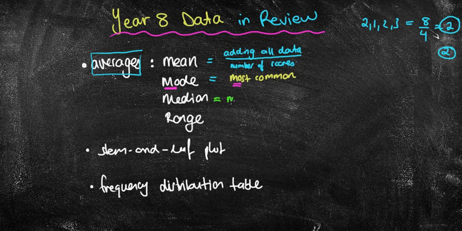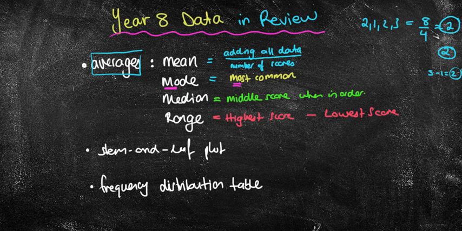The next one we have is the median. The median is the middle score, or the middle number when in order. Occasionally you might have two middle numbers, and if you have two middle numbers, we just add them together and divide by 2. That's finding the average, or the mean, of those two numbers. And then the last one we've got is the range, which is the highest score minus the lowest score. So in the above example, the highest score was 3, the lowest score was 1, so it would have been 3 take away 1, which is 2.